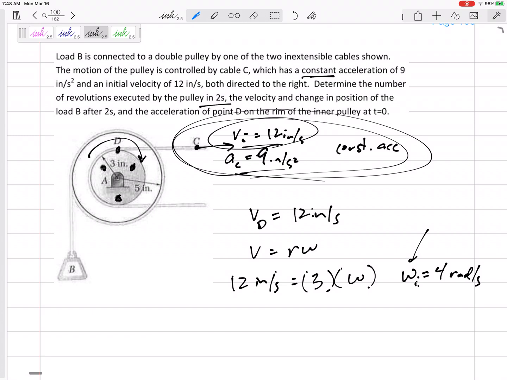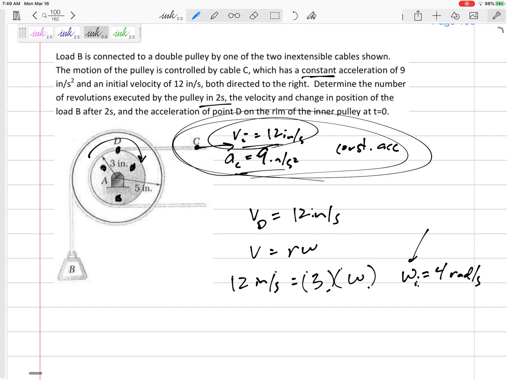That was important. Did you get that right? The angular information of the inner pulley would be the same as the angular information for the outer pulley. Does that make sense? If the inner pulley rotates 2 revolutions, the outer pulley rotated 2 revolutions. All right? If the inner pulley rotates 25 degrees, the outer pulley rotates 25 degrees. Let's talk about radians. If the inner pulley is going at 4 radians per second, the outer pulley is going at 4 radians per second.